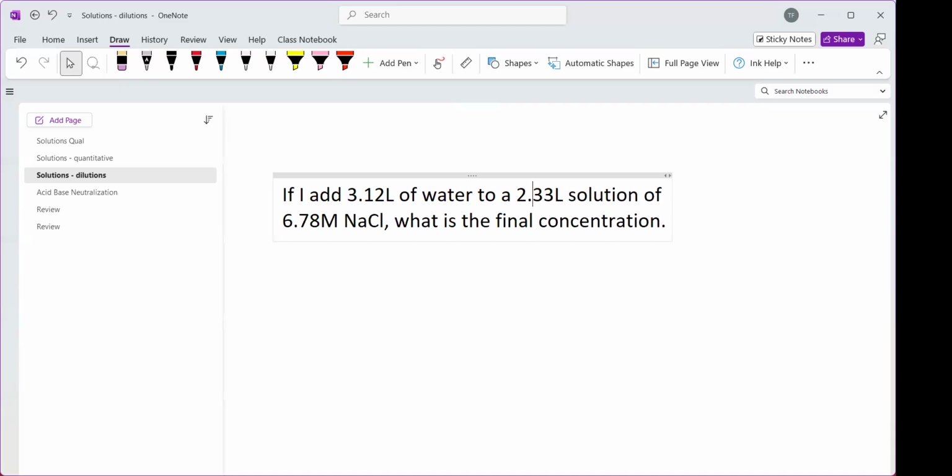Okay, so we start with 2.33 liters of a 6.78 molar sodium chloride solution. Now we dump in 3.12 liters of water. What's our final concentration? Okay, so this is a dilution problem, kind of the backwards of the one we just did. Okay, so let's define the concentration. Instead of M, let's call it moles per liter.